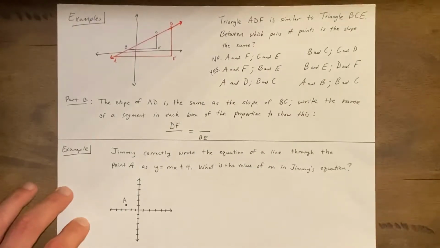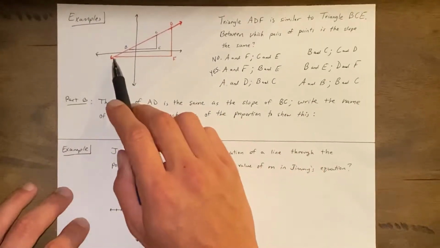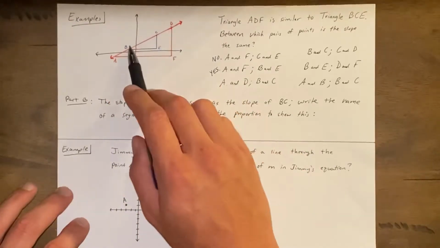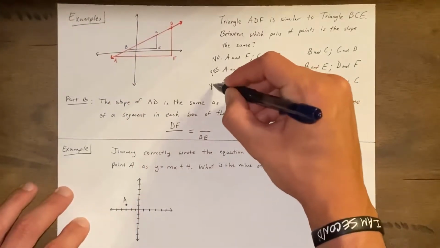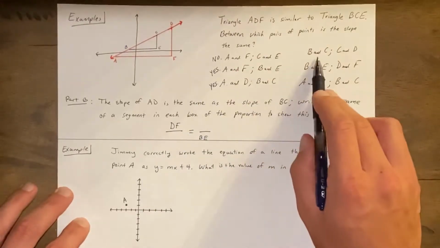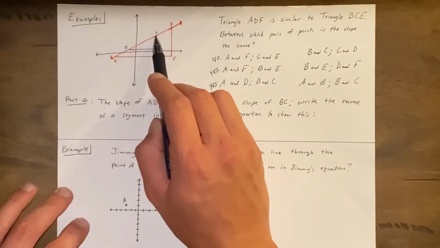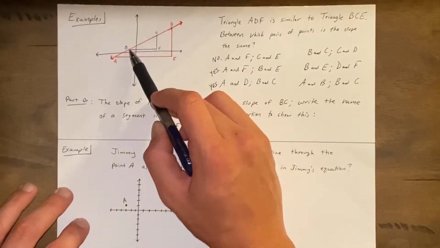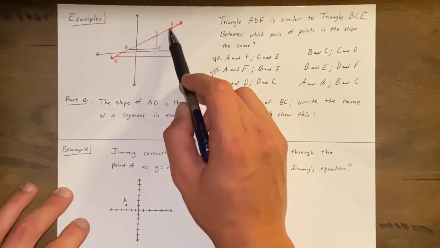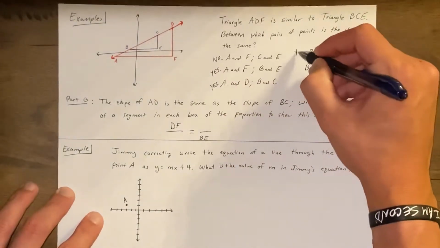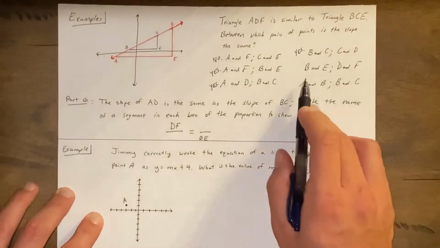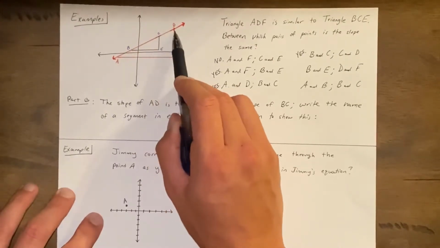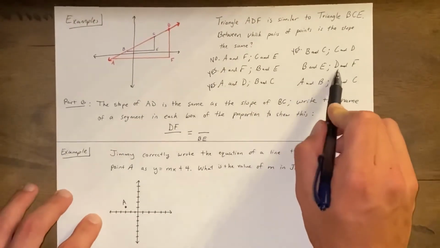The slope would be 0. A and D, and B and C. So A, D, B, C. Yes, they're on the same line. B and C, and C and D. On the same line. B to C, C to D, still the same slope, so we'd say yes. B and E, B to E, horizontal line. C and D, oh sorry, B and E and D and F.